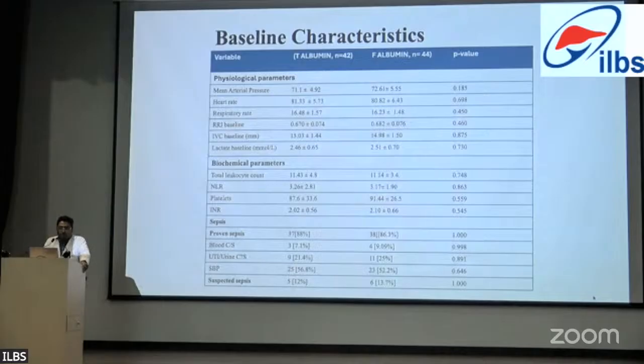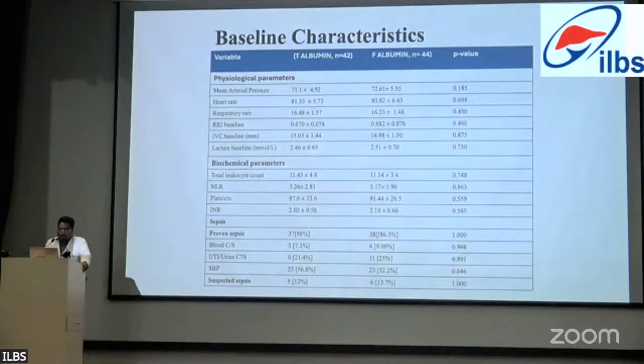Baseline MAP was around 70. We have excluded the patients with shock. Heart rate was around 80 with a respiratory rate of around 16 in both groups, with a baseline IVC of around 15 in those patients. Among those who had proven sepsis, 37 patients in the tailored group had proven sepsis, with SBP the most common, seen in 25 patients in the tailored group, and 23 patients among the 38 of the fixed dose albumin group had proven sepsis, having SBP.